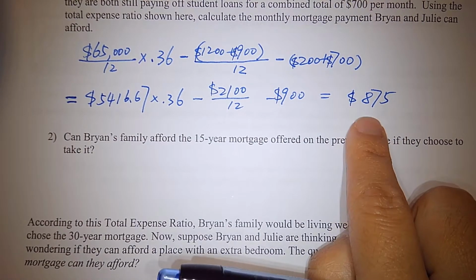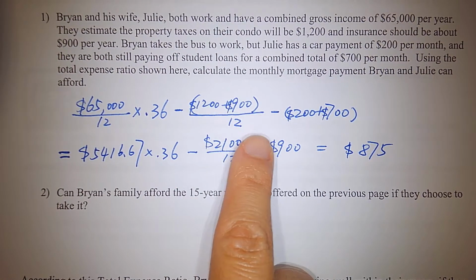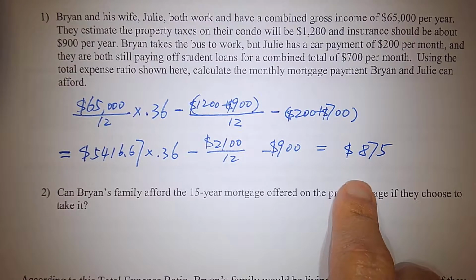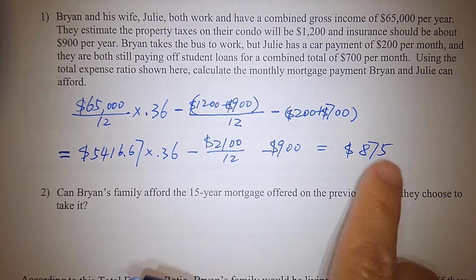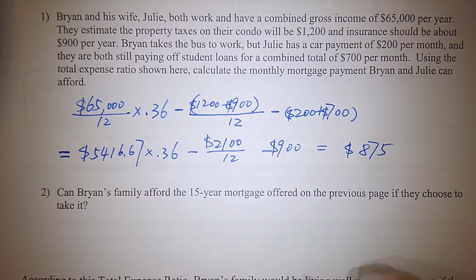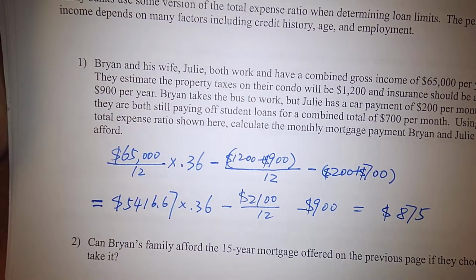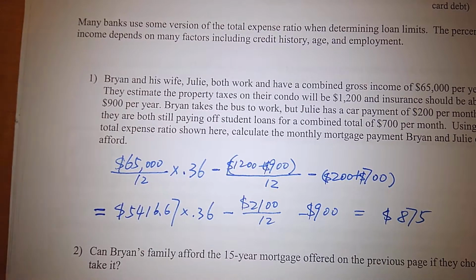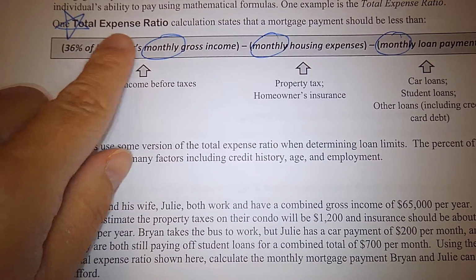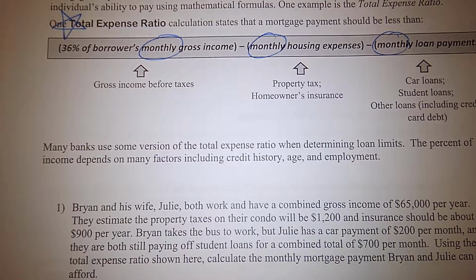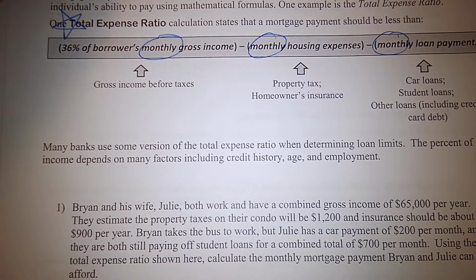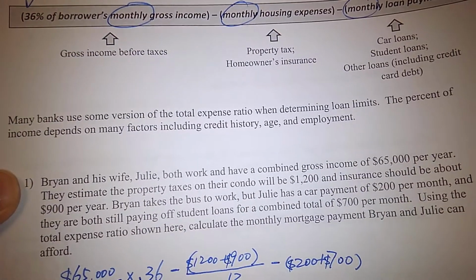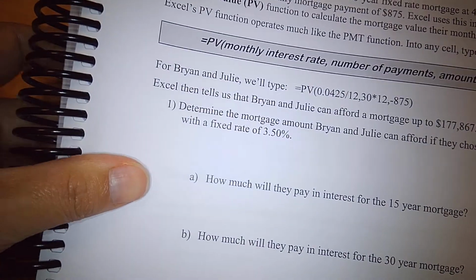$875. So that means for this couple, they could set aside just $875 on their house mortgage. That's what they can afford each month to pay for a house. All right, so this was just to show us question 1, apply the formula. In your homework assignments, you will use the 36% total expense ratio to compute how much this person can afford for a house. Apply that. This is question 1 on page 144. Now let's turn to page 145.